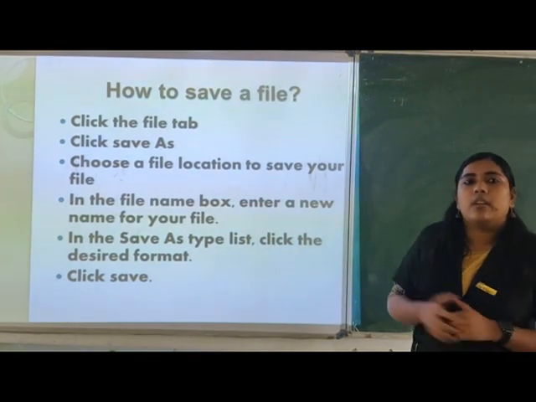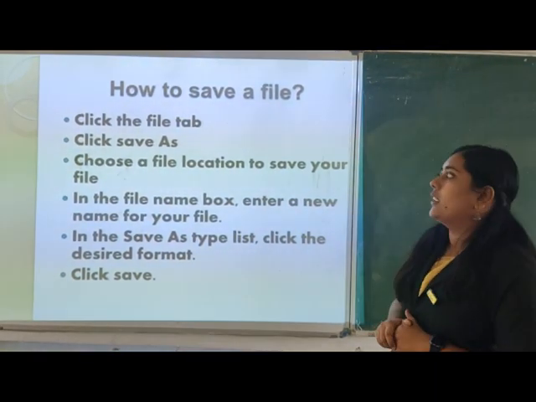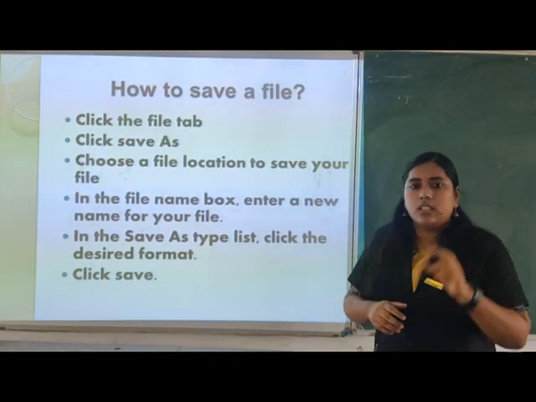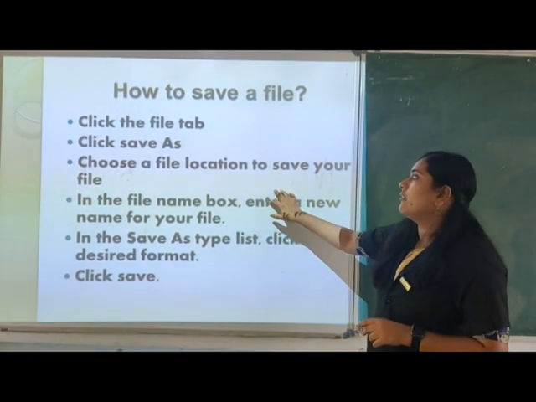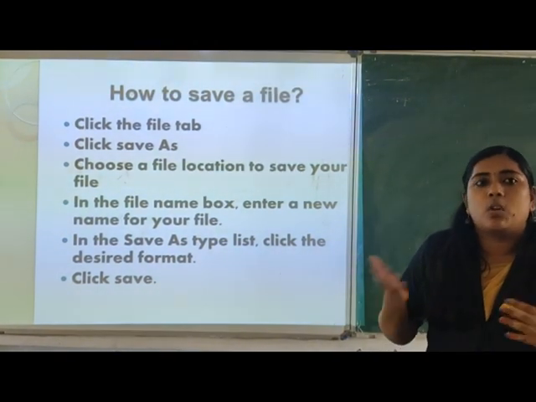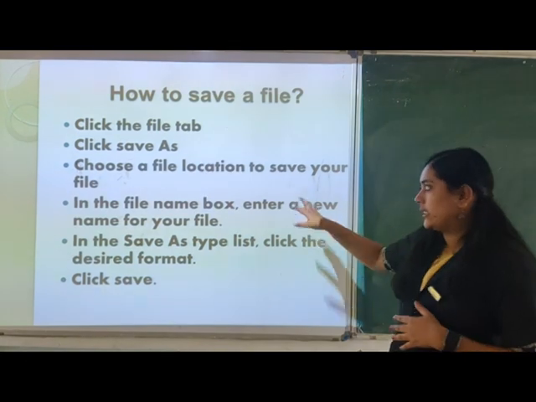On the title bar, you can see an option called File tab. There you can see an option called Save As. If we click Save As, a pop-up menu comes up. There you can see the file location. We can choose where we have to save the file, on the desktop or in the drives, wherever it may be.